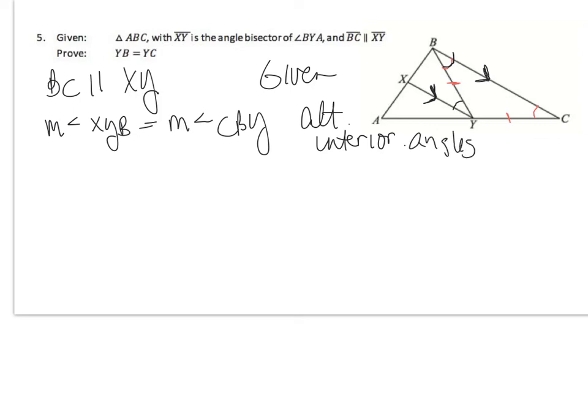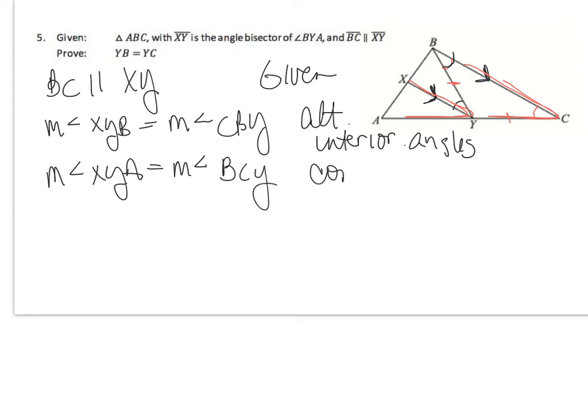Okay, let's look at angle XYA and angle BCY. Those are congruent also because of those parallel lines. The measure of angle XYA is equal to the measure of angle BCY. They're corresponding angles. Awesome. Now I think I can use substitution.